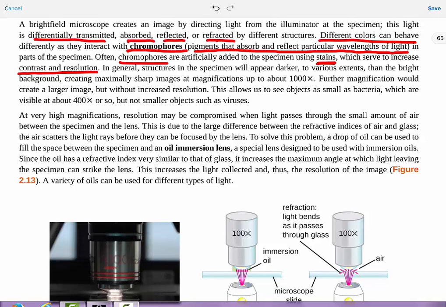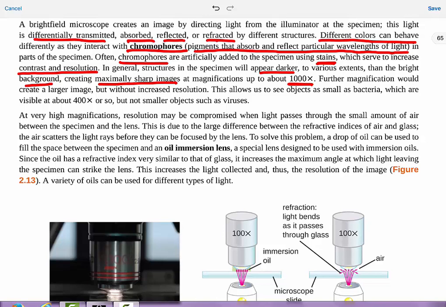In general, structures in the specimen will appear darker to various extents than the bright background. So again, it's a dark specimen on a bright background, creating maximally sharp images at magnifications up to about 1000x. And remember, that is what most of the microscopes go up to, 4x to 100x, but then you have to take into consideration the ocular magnification, which was the 10.